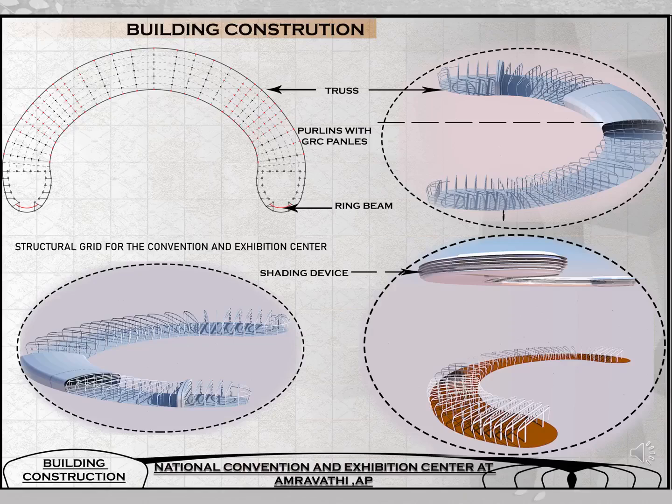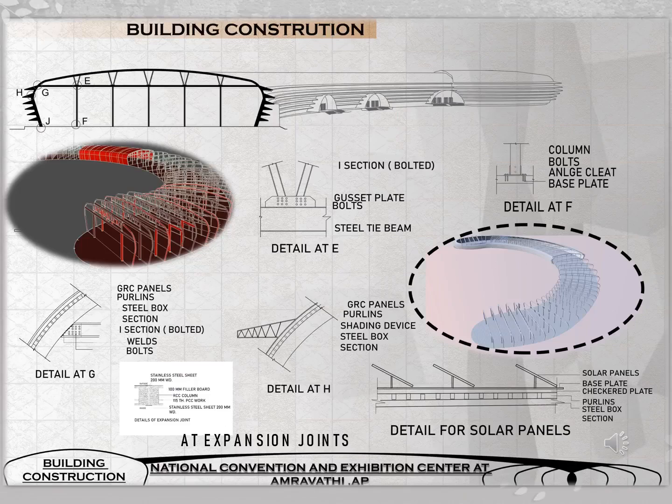The current slide shows various building construction details at points E, F, G, H. It also shows the joinery for solar panels and the detail for expansion joint. It also shows the location of truss and its details in the form of views.